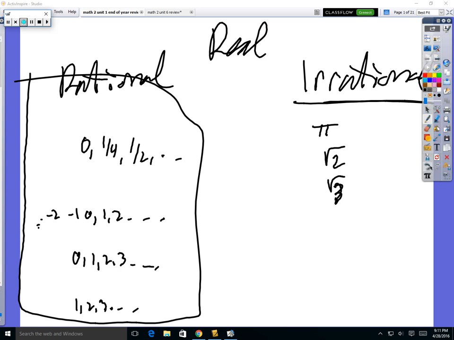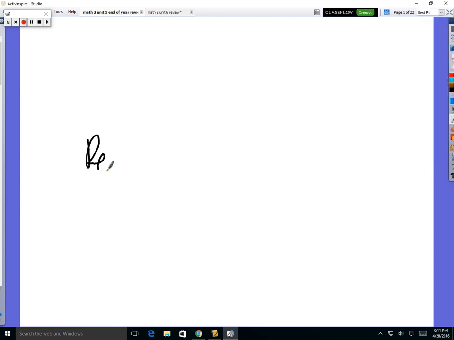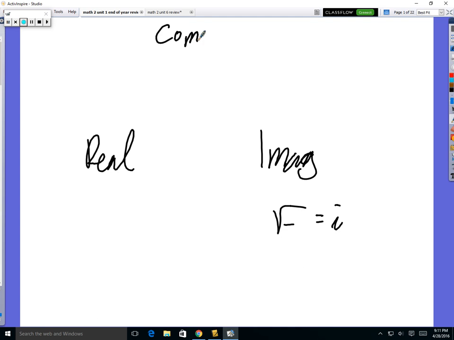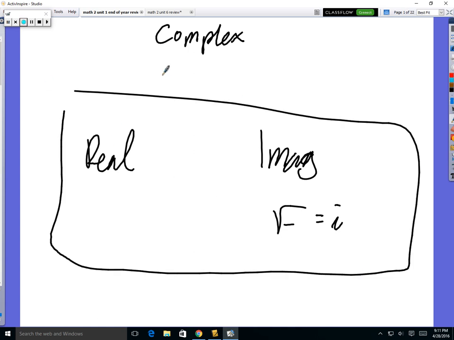Okay, now beyond the reals, there is the imaginaries, and the imaginary comes from the idea of taking the square root of a negative. And the square root of a negative is the imaginary. But the world of complex marries these two together, brings these two worlds together. So if you take a real number 4 and you add it with an imaginary, that is the definition of complex. You got one of each.